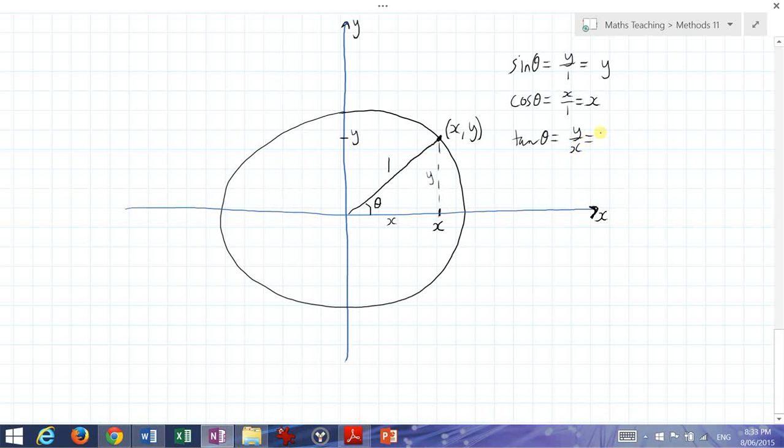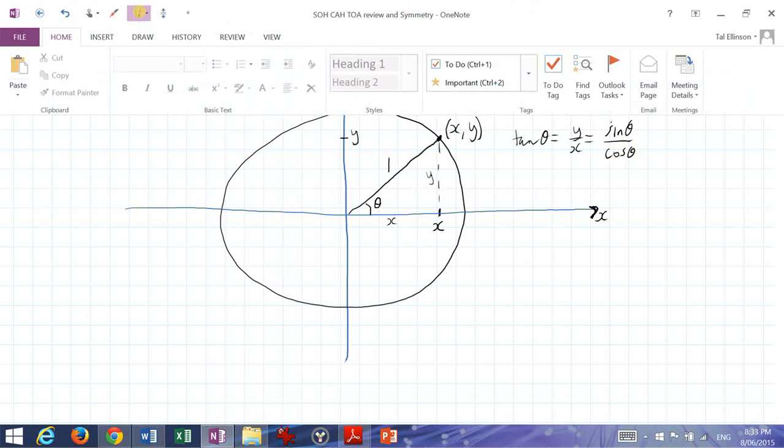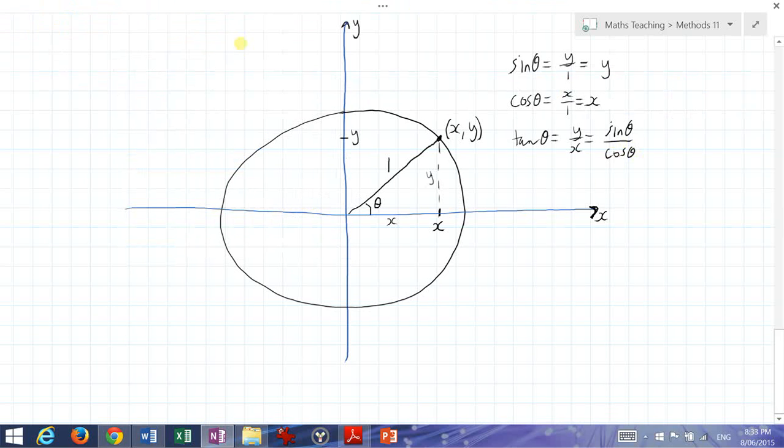And interestingly, we have that y is sine and x is cos. So tan is actually also the same as sine on cos. If you look back to what we did last lesson, we actually wrote those down. Now you can see where they come from. Sine of theta equals your y, cos of theta is your x, tan of theta is sine on cos.